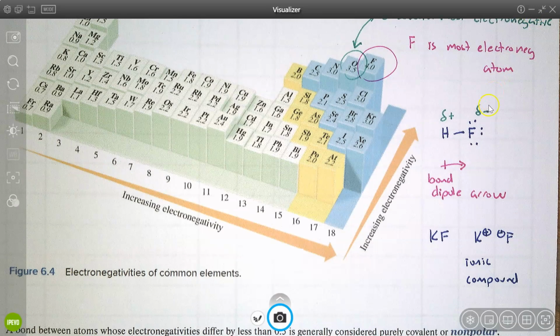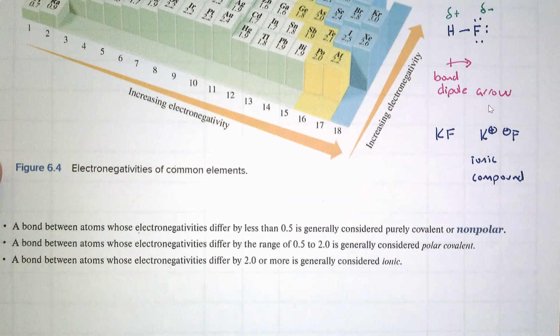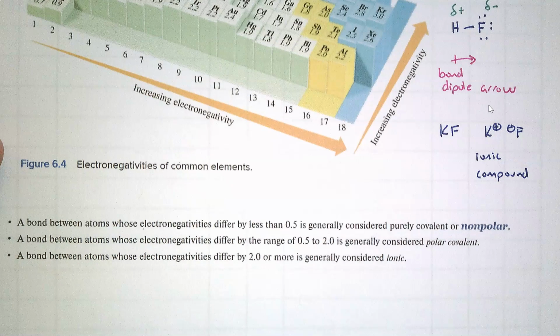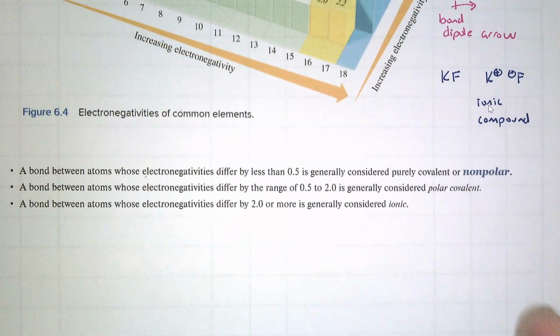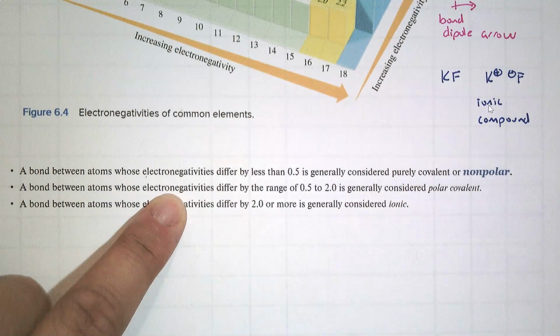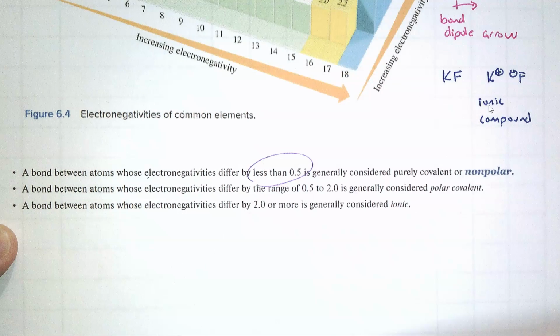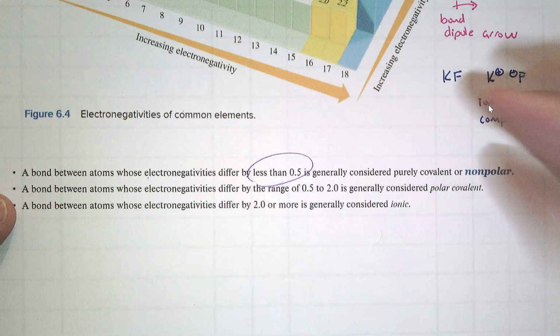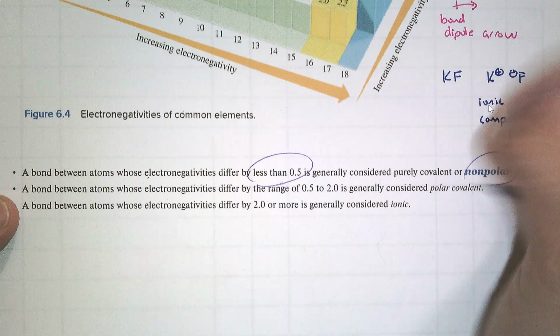Now, before we go back to our notes, we're going to use these electronegativity values to figure out whether we have a nonpolar covalent bond, polar covalent bond, or ionic. There are some general rules, though these ranges can be a little bit different depending on the source. In general, if the electronegativities differ by less than 0.5, that's the range from 0 to 0.5, your covalent bond is going to be nonpolar.